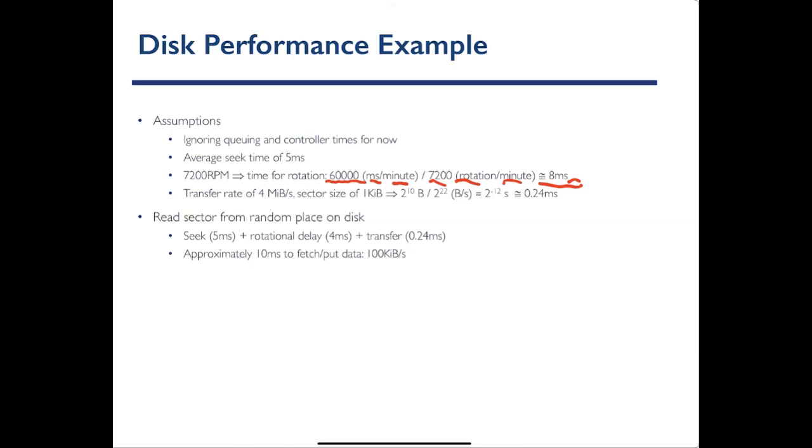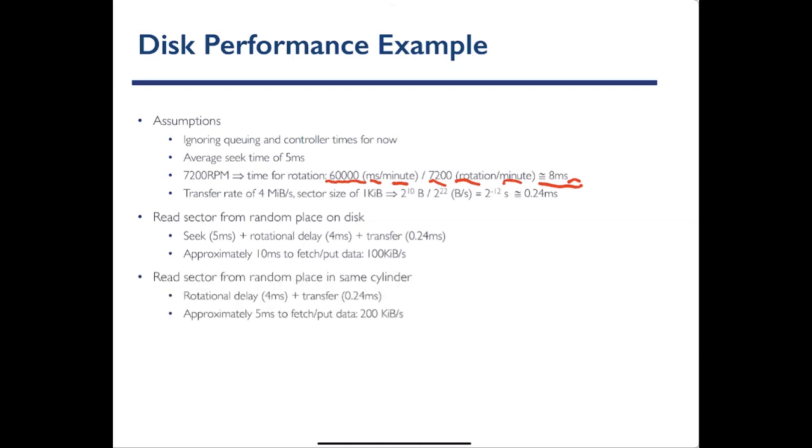Again, effective bandwidth is the data that you transferred divided by the latency. So the data that we transferred was 1 sector, which the size was 1 kilobyte. It took us 10 milliseconds. So you can then see what the effective bandwidth is. In this case, the effective bandwidth would be 100 kilobytes per second.